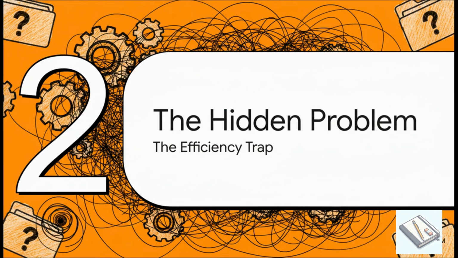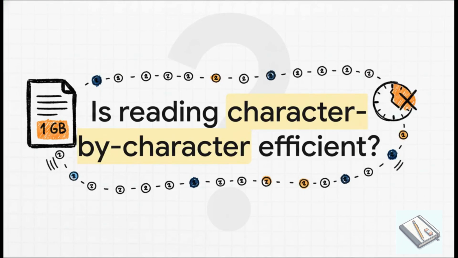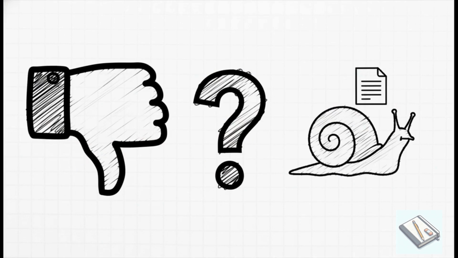Okay, so it works, it's straightforward, easy to understand, but it's hiding a major problem. We've just walked right into what I call the efficiency trap. Let me ask you, if your file wasn't a few words but was, say, a gigabyte, do you think this one character at a time approach is going to be fast? Yeah, the answer is a hard no. For any file that's not tiny, this method is painfully slow and inefficient.